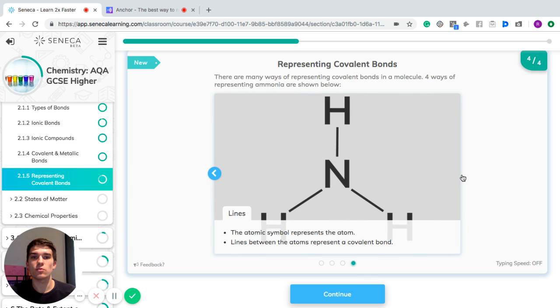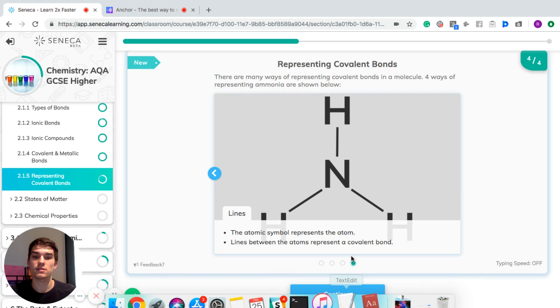And the last way that we can represent covalent bonds is using lines between atoms. So the atomic symbols, that's just the letters, represent the atoms, and the lines between the atoms represent the covalent bonds.